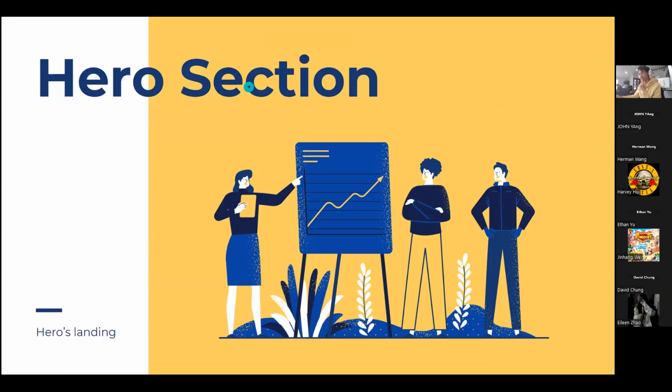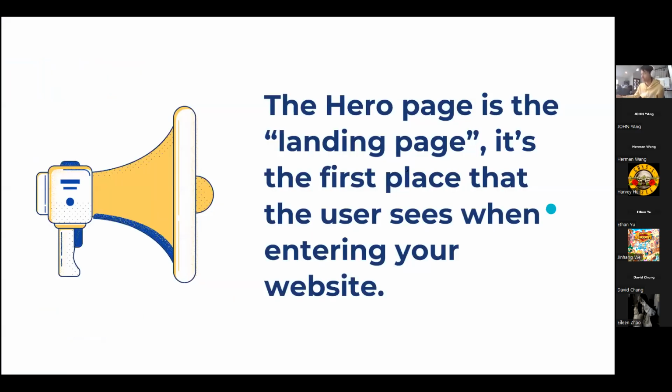Here's section, here's landing. The hero section of your page is going to be like the meat of your main page. Here's some explanation of what it is. The hero page is the landing page. It's the first place that the user sees when you're entering your website.